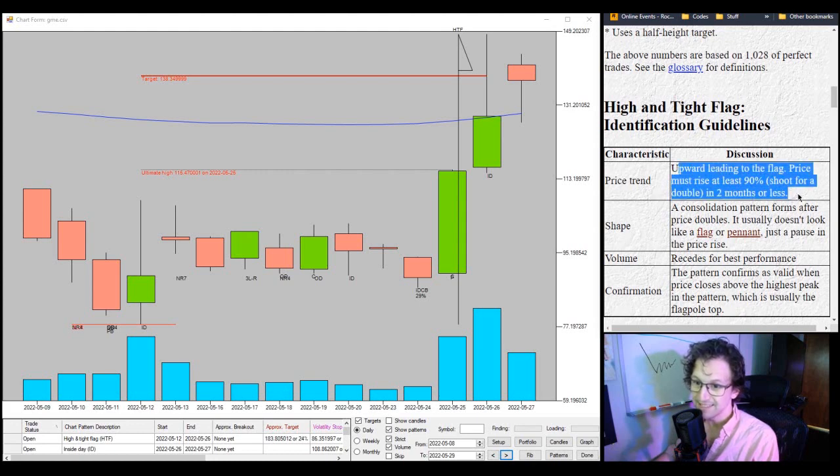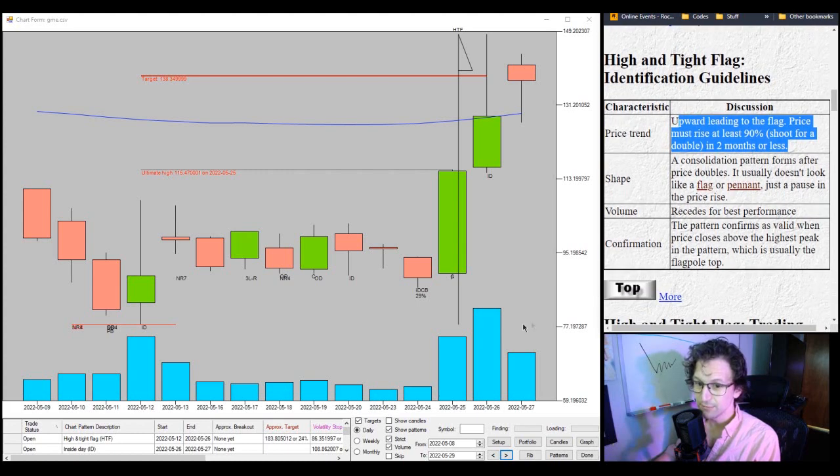Price must rise at least 90%. Shoot for a double in 2 months or less. And I think we have that on GameStop. I'm pretty sure we were way down here in sub 90, and now we're looking at 150, so that's pretty good. He says that volume recedes for best performance, and we do have a drop in volume on the data consolidation. Continuation. The pattern confirms it's valid when price closes above the highest peak in the pattern, which is usually the flagpole top, which is true.